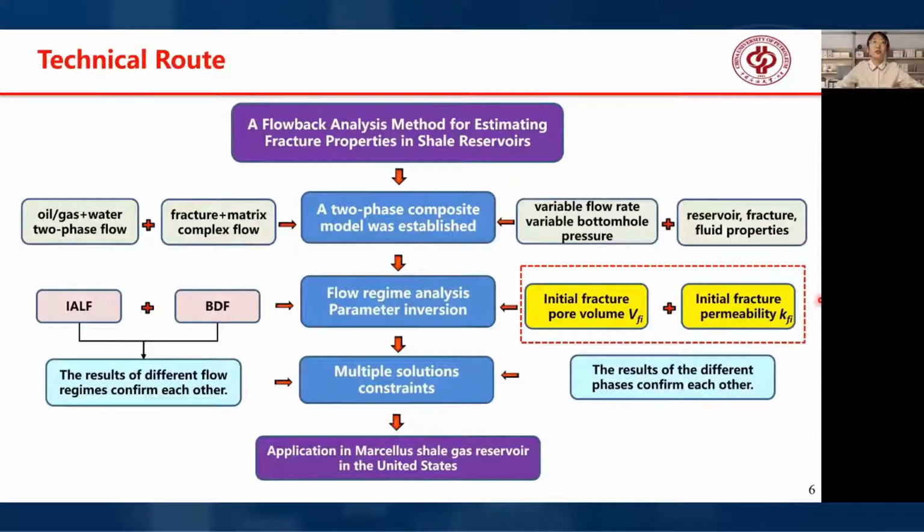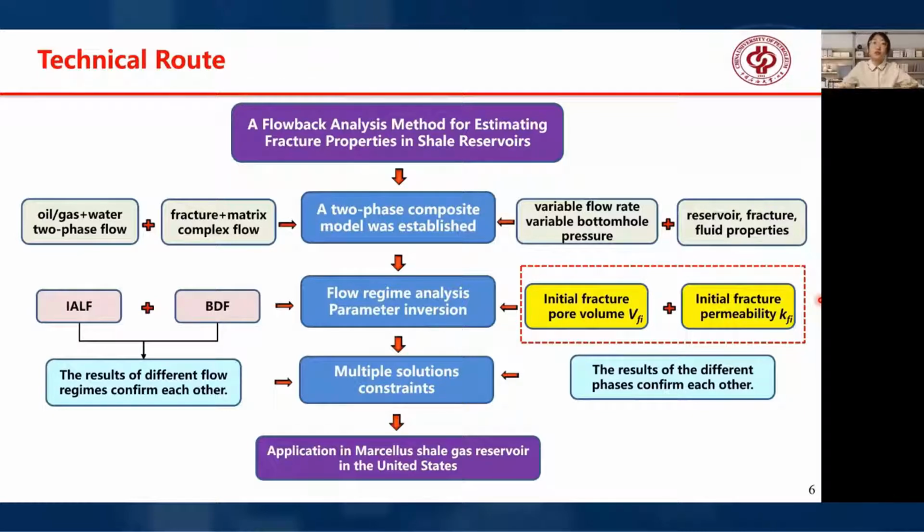This is the technical route. First of all, a two-phase composite model was established, and in this model, two-phase flow and fracture matrix complex flow are considered. And the model also includes variable flow rate, bottom hole pressure, and reservoir fracture fluid properties. And based on the model, flow region analysis and parameter inversion are made.